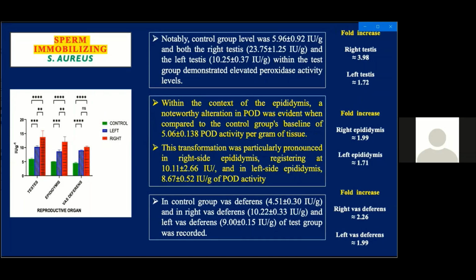In case of Staphylococcus aureus administered mice, again when we checked the level of the POD in the tissue homogenates, we could find the same kind of results, that the level was higher on the right side of the organs as compared to the left side of the organs, and again the level was higher in testes as compared to epididymis and vas deferens.